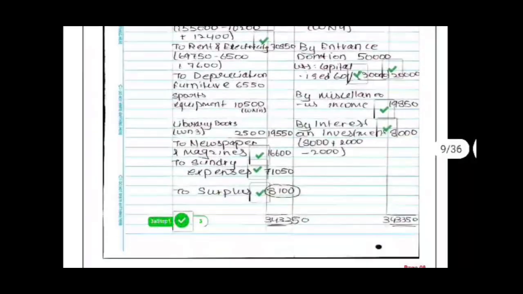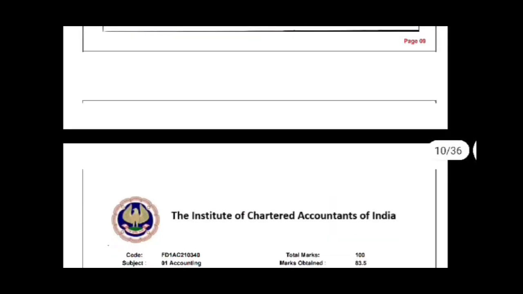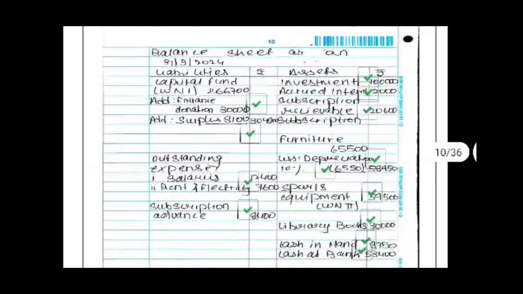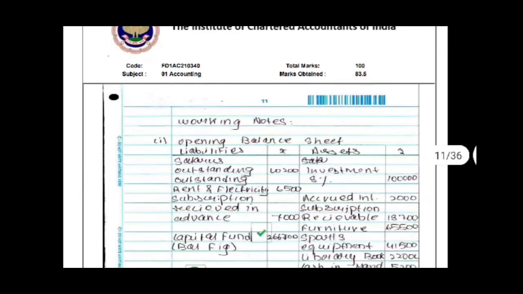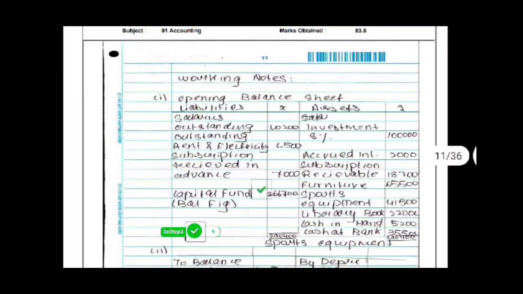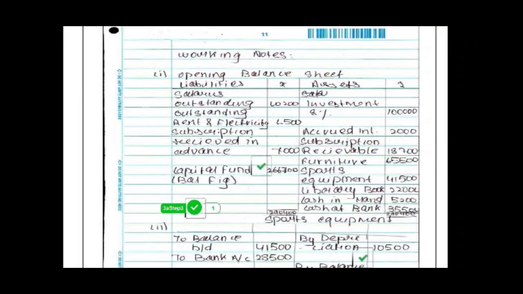I've circled the surplus 8,100, all correct. And then the balance sheet as on 30, this is a closing balance sheet. I've not made 2 columns for the amount. Moving on, working notes, opening balance sheet. I got the capital fund as the balancing figure. They've corrected it, granted me 1 mark.